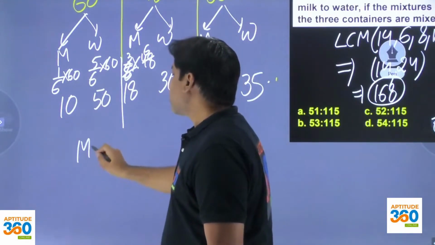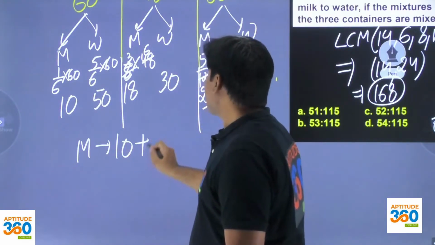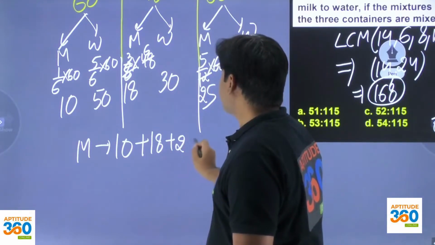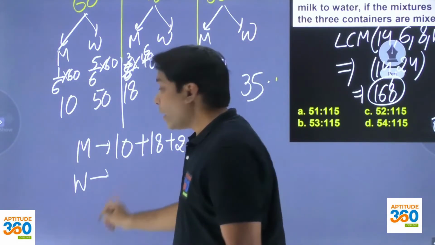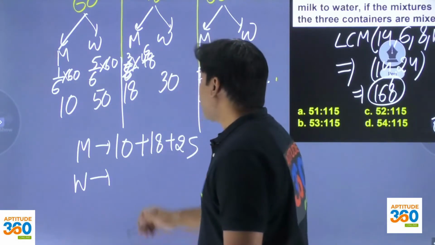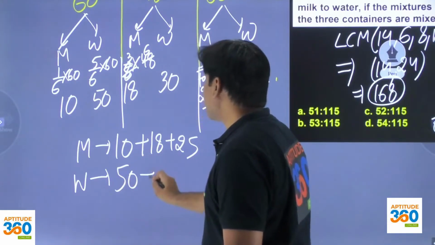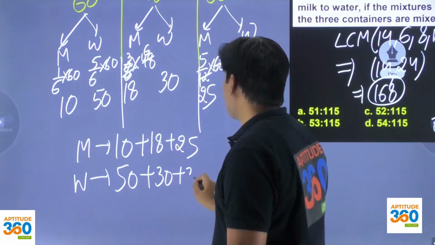So milk is going to be how much? 10 plus 18 plus 25. Whereas water is going to be how much? 50 liters in the first one, 30 liters in the second one, and this is 35.